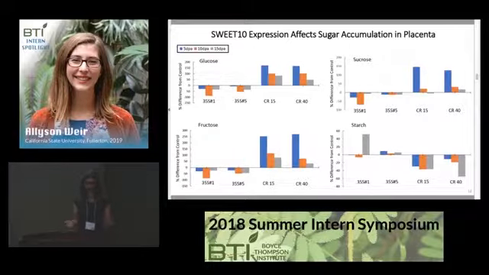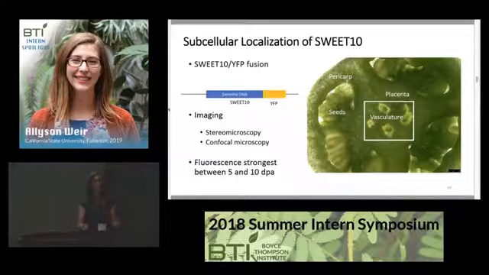So next, I characterized the localization of SWEET10. We were looking at where in the cell this protein is actually functioning. Previously, a transgenic plant had been generated with a YFP fusion to the C-terminal end of our SWEET10 protein. I used confocal microscopy and stereo microscopy to image the fruit from these plants. This is along the lines of all of our experiments: we see that fluorescence is strongest in the early stages of development of these fruit.